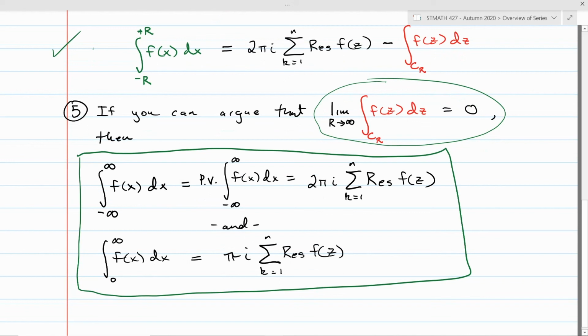We can get these two improper integrals, either from negative infinity to positive infinity or from 0 to infinity, just by summing up the residues and either multiplying by 2 pi i if we want the integral from negative infinity to positive infinity, or just multiplying by pi i if we're doing from 0 to infinity. So half of the previous result. This really captures it right here in the green box. Calculating some regular old real-valued integrals comes down to summing up some residues and then multiplying by the appropriate multiple of pi. It's pretty cool.